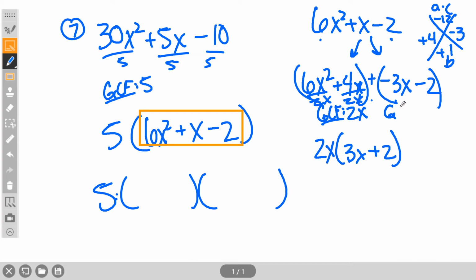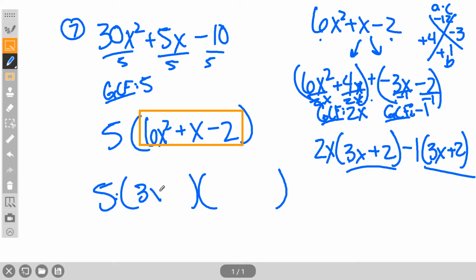The second group, negative 3x and negative 2, don't have anything in common, but I do need to factor something out, so I'll factor out a 1. However, the first term is negative, so I have to factor out a negative number, a negative 1. So let's factor out a negative 1. Factoring a negative 1 out of negative 3x leaves me with 3x. Factoring a negative 1 out of negative 2 leaves me with positive 2. Okay, so this is good. Both of these are the same.